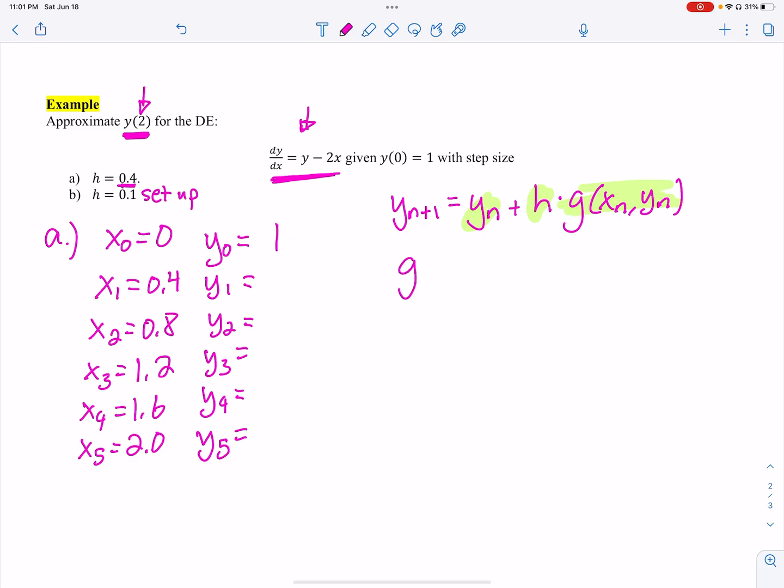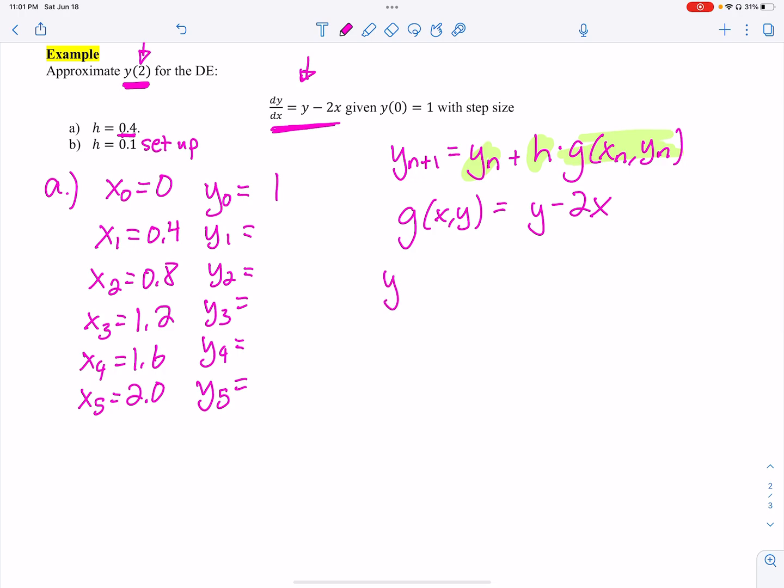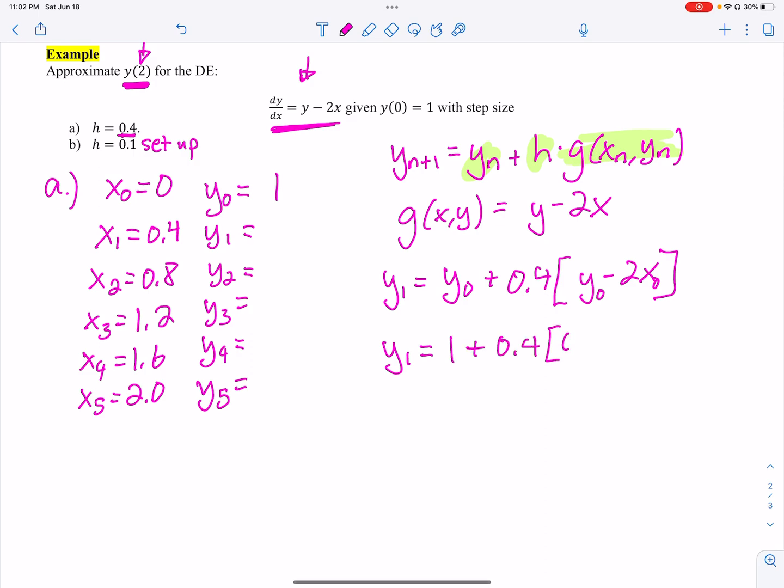Okay, so I'm going to identify what that g is. G of x, y, that is the derivative, y minus 2x. All right, so I need to find y1. If I'm following this formula, if that's y1, that means n was 0. So y of 0 plus h times, and let's go ahead and put our h in. We already know our h. H is 0.4 times y minus 2x. And this is y naught. So if I want y1, I plug in y naught: 1 plus 0.4 times 1 minus 2 times 0. We end up getting 1.4. So using this approximation method, if I plug in 0.4, I'm going to get 1.4.